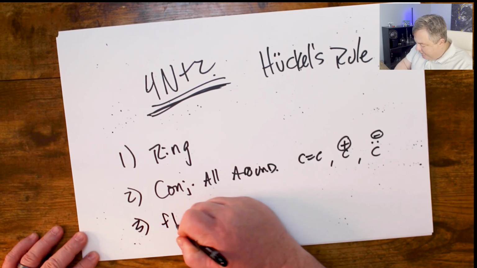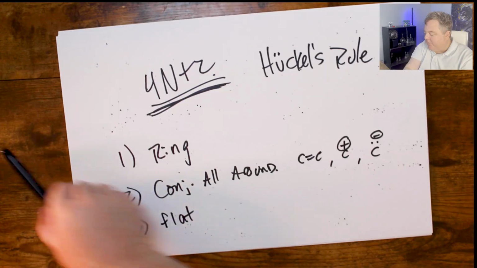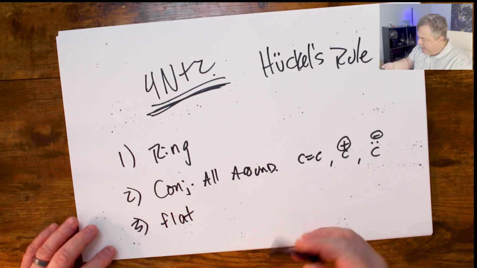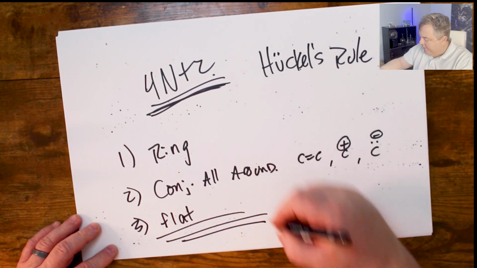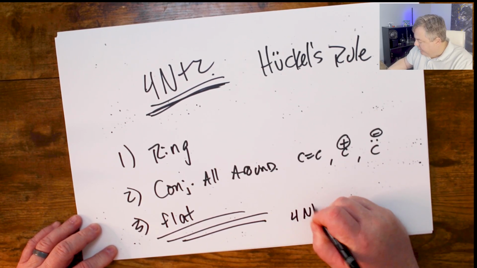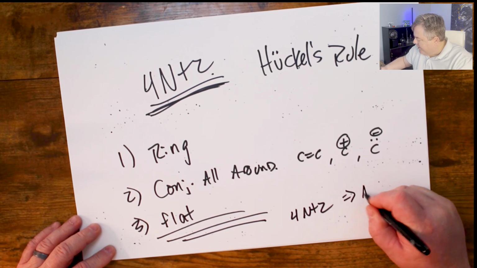And it also needs to be a flat ring, because all of those p orbitals need to overlap perfectly all the way around. If one of those p orbitals is kinked sideways, then they don't overlap any longer. So it needs to be a ring, conjugated all the way around, flat. If you have those things, then we look to see if it's 4n plus 2 for a number of pi electrons. That would make it aromatic.